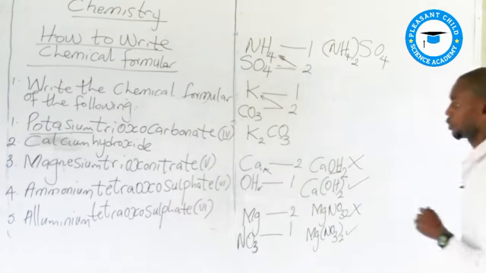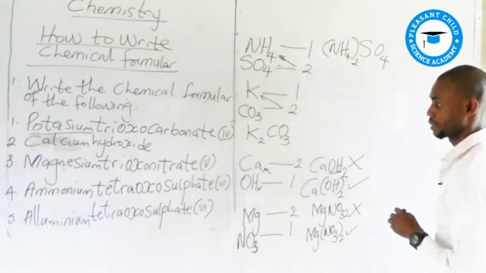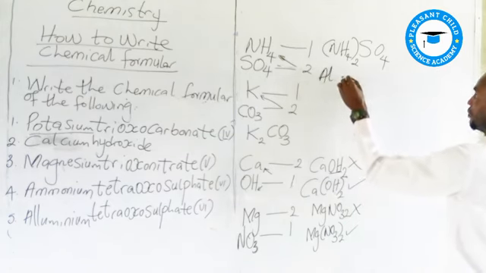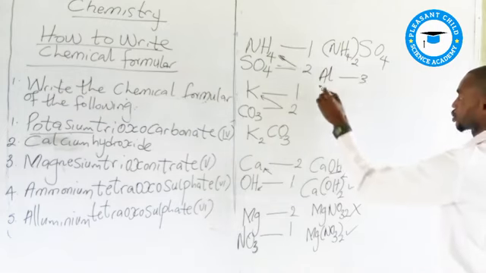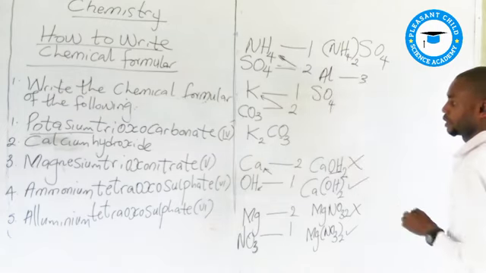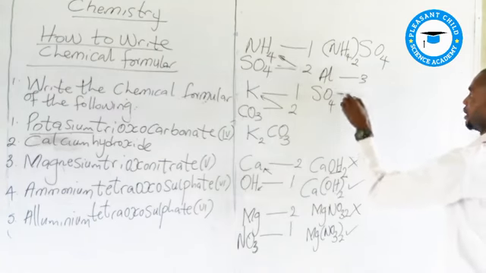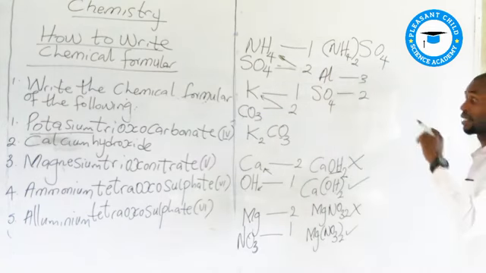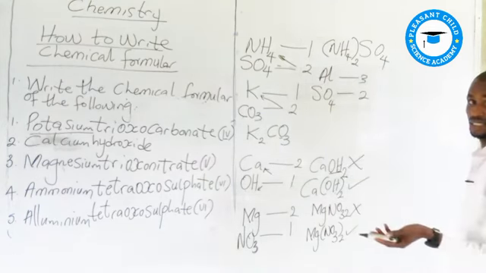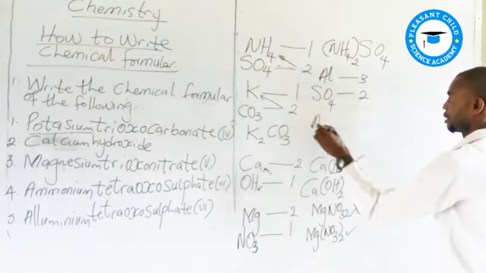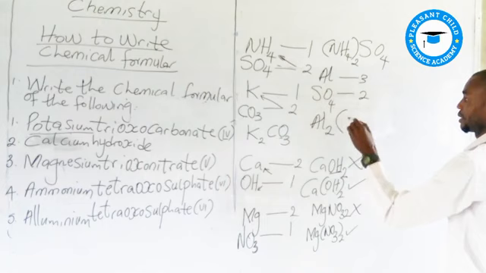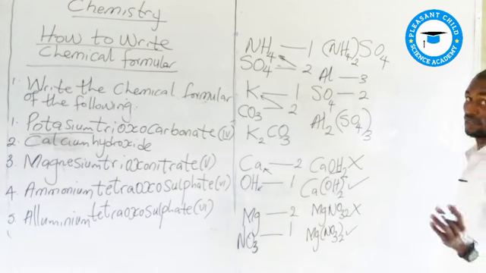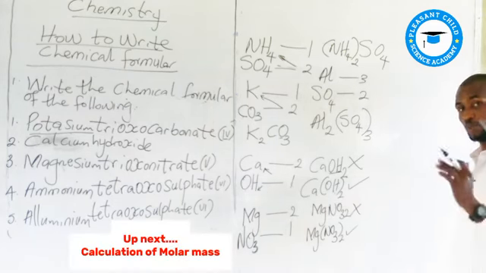So lastly, before we end this class, we have aluminium tetraoxosulphate(VI). You should be able to do that too. Aluminium is Al, the valency is 3, and tetraoxosulphate(VI) is SO4, and the valency is 2. In this case, they have 2 different valencies, so they are going to interchange them respectively. So 2 will come here, which is Al2, open bracket, SO4, close the bracket, 3. They just interchange since their valencies are not the same. I hope you understand this.